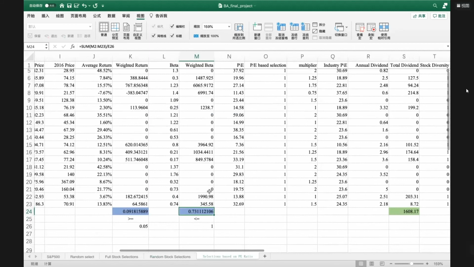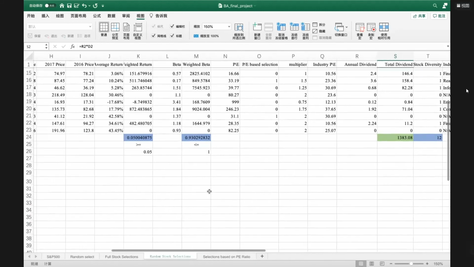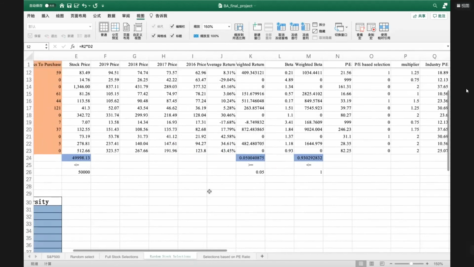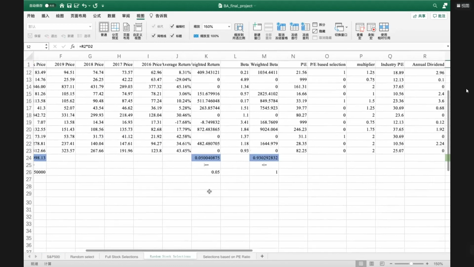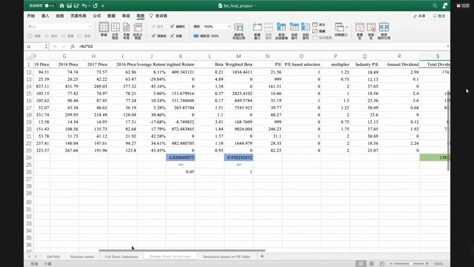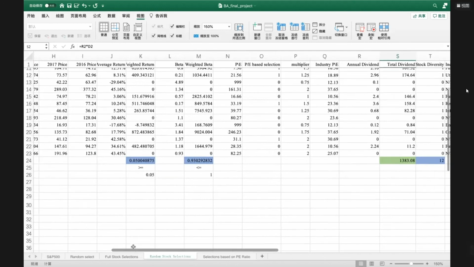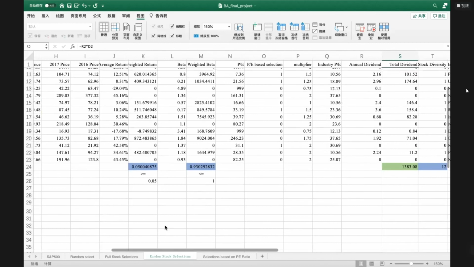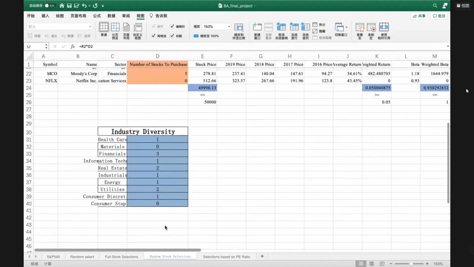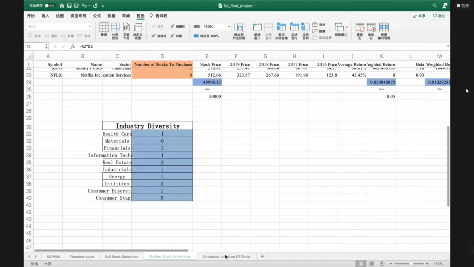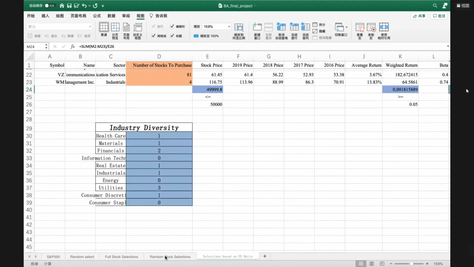So comparing the control and experimental models, we conclude that P/E ratio is a good predictor when selecting stocks to invest in to generate higher dividend, higher weighted return, and lower beta, indicating lower variability. And the values in the industry diversity chart of the two models are relatively similar, meaning the chosen stocks to be purchased are diversified across industries.